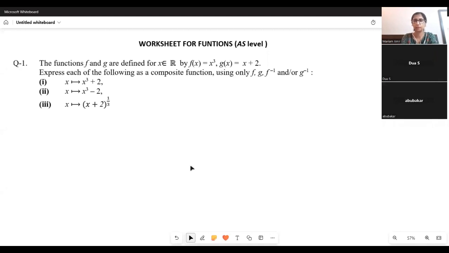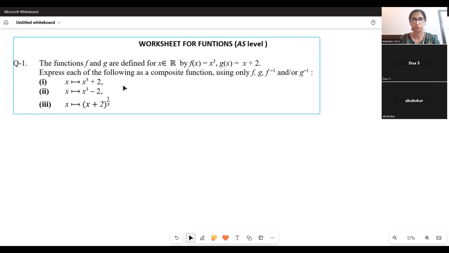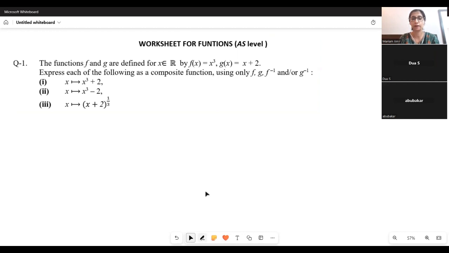We're starting the past papers worksheet for the topic functions. Question number 1. The functions f and g are defined by f(x) equals x cubed, g(x) equals x plus 2. Express each of the following as composite functions using f, g, f inverse, and g inverse.